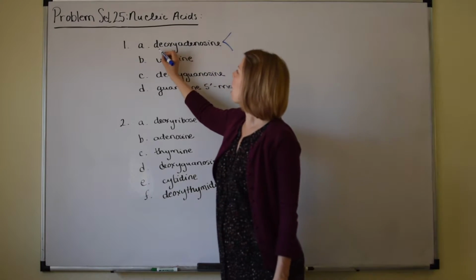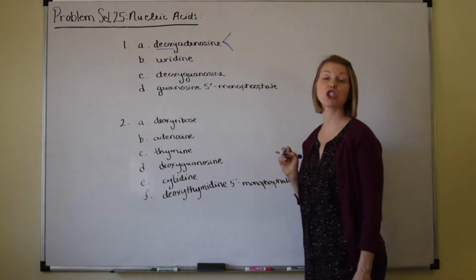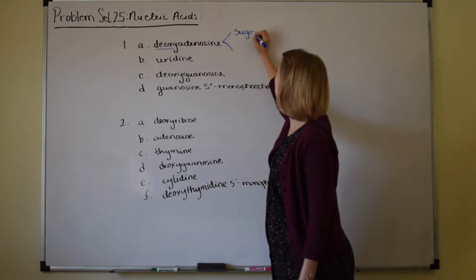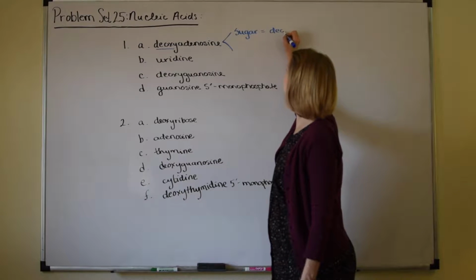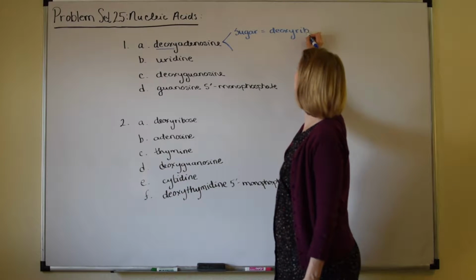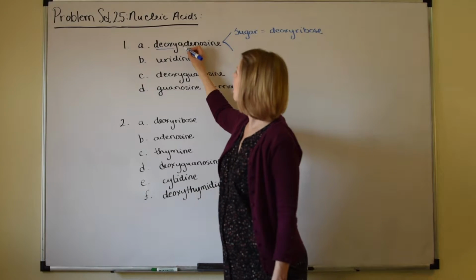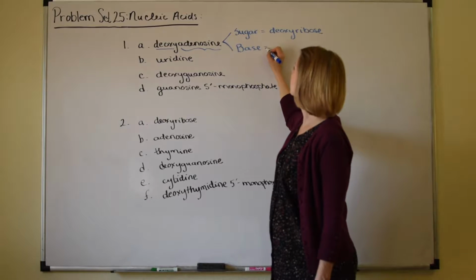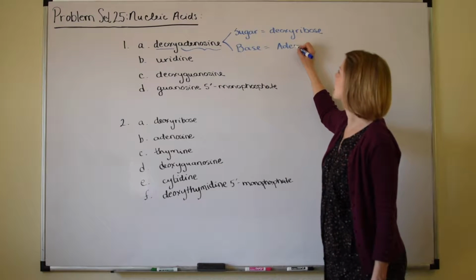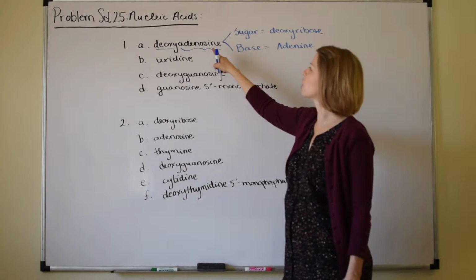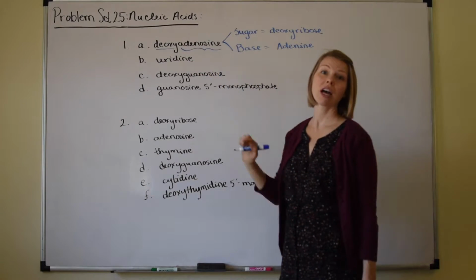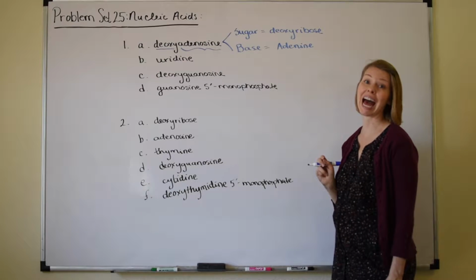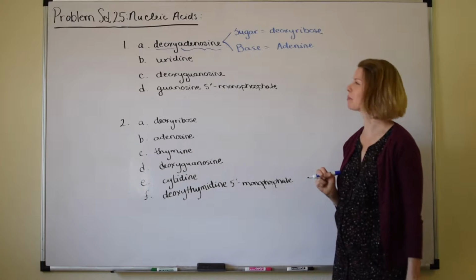deoxyadenosine. The deoxy prefix tells us that the sugar must be deoxyribose. So I'm going to write sugar equals deoxyribose. Adenosine tells us that the base is adenine. Remember that we changed the ending for the nucleoside name. So the name of the base is adenine. Go back to the original ending.